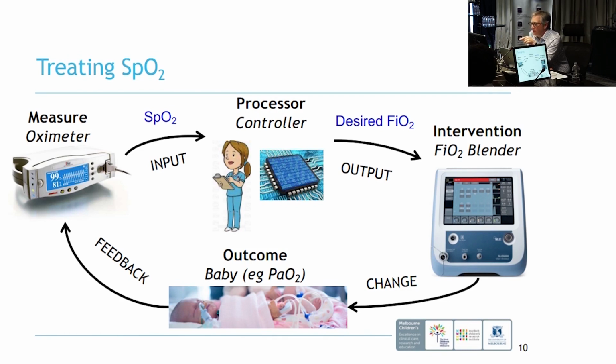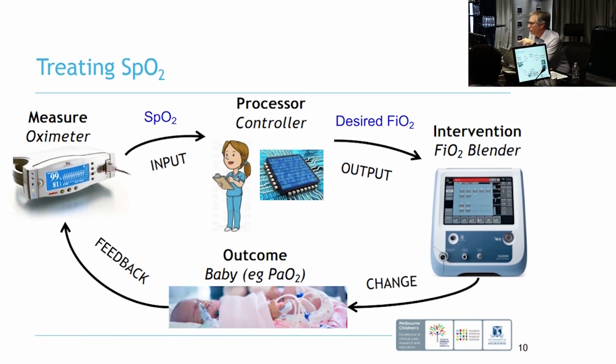So this is a sort of a standard approach of what happens in ICU for most things. We have something we wish to give to a patient. So in this case, oxygen. That's called an intervention. And this is a closed loop system. So you have intervention, and in this case, we use an FO2 blender to develop that intervention.